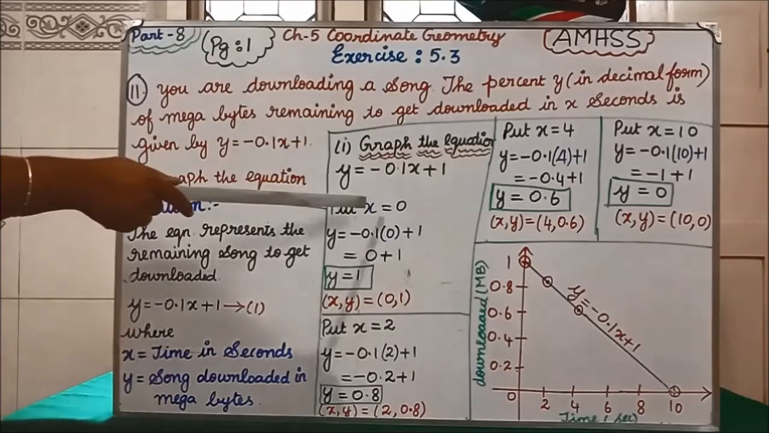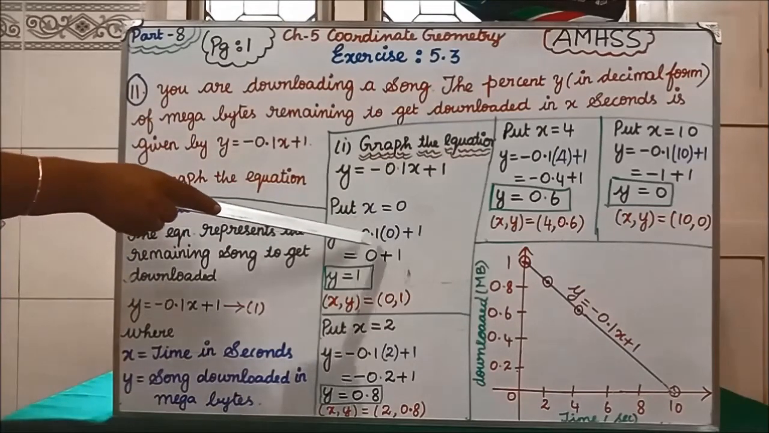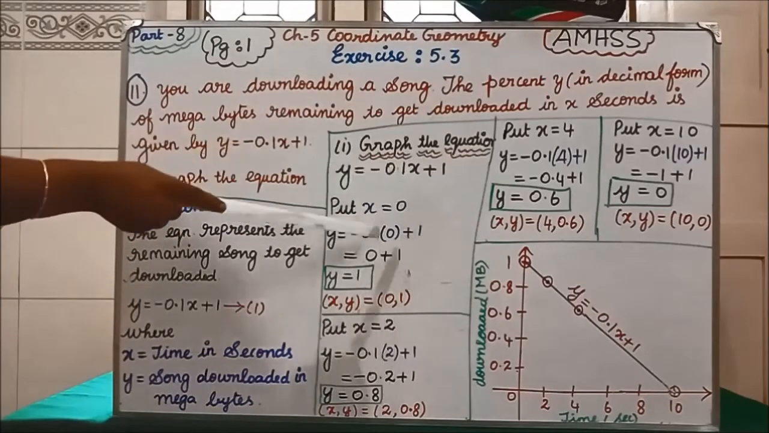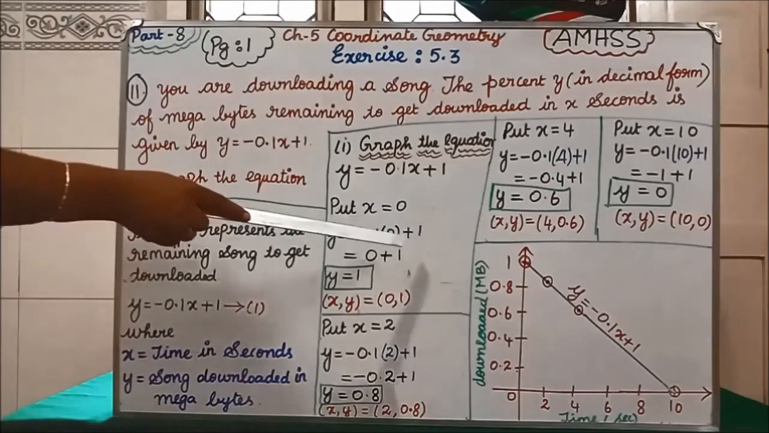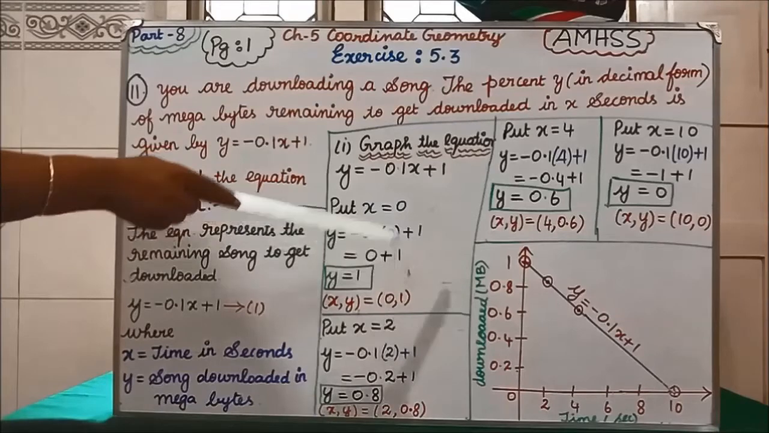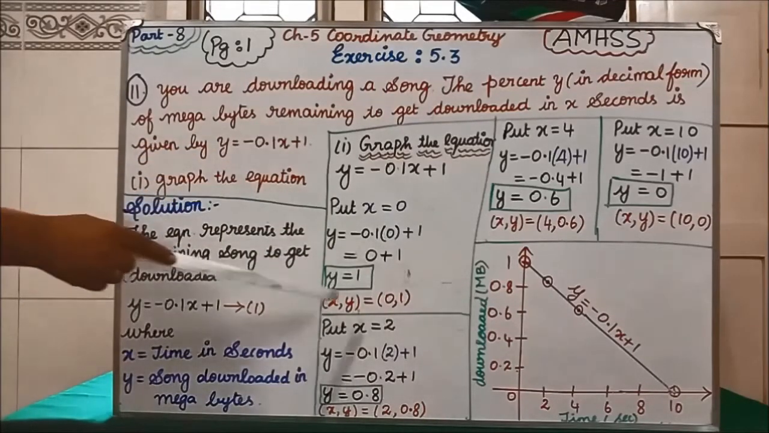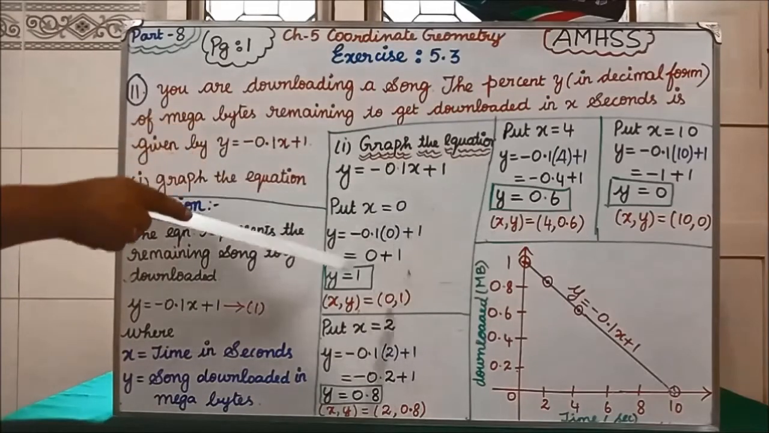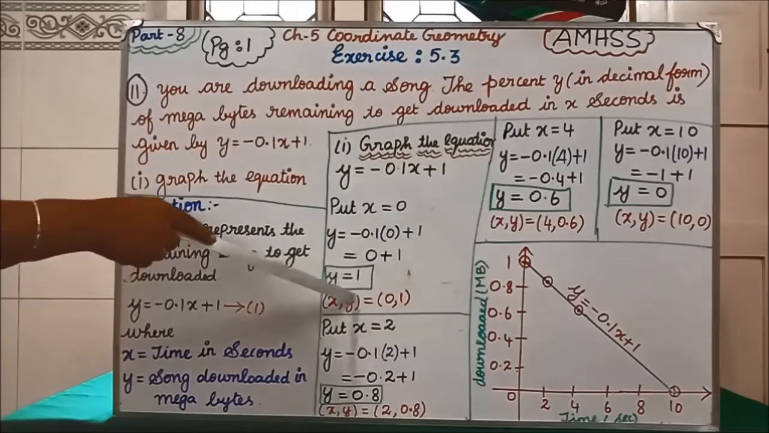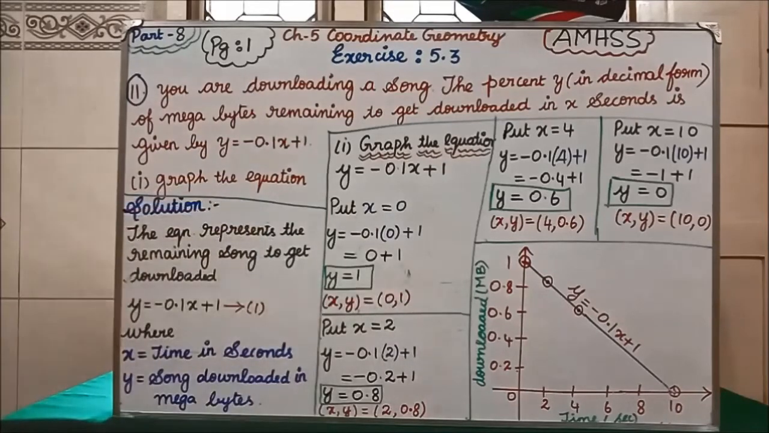Here, see, put x is equal to 0 in this equation. Y equal to minus 0.1, in the place of x I have substituted 0, plus 1. Minus 0.1 into 0, answer is 0, plus 1. Y equal to 1. When x is 0, by that time y is 1. So x comma y is what? X is 0, y is 1. So 0 comma 1 is the first point. Clear? Now we'll see the second point.